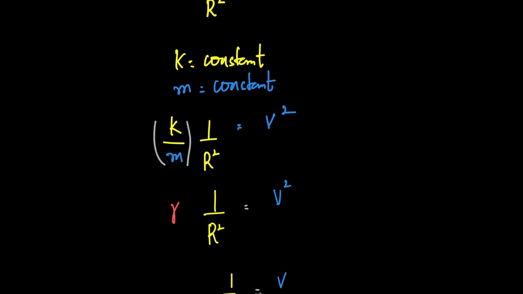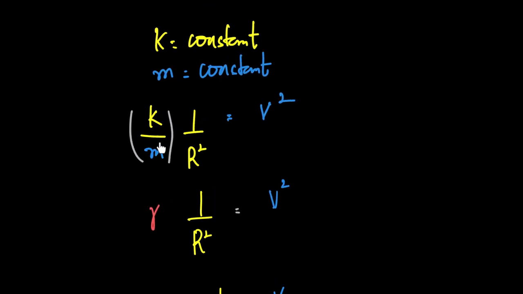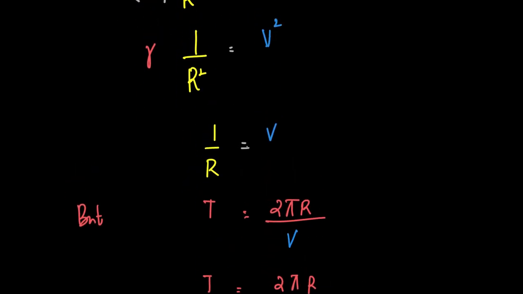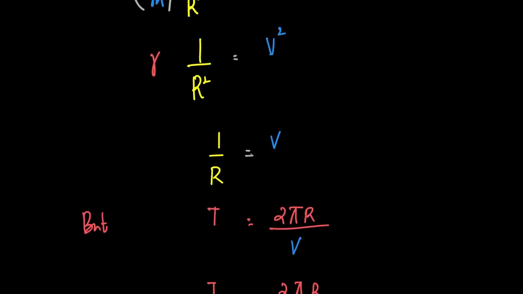So what I can do is pull K and M to one side. Therefore, K by M, a constant by a constant, becomes another constant, that is gamma, say for instance. So we have gamma into 1 by r square is equal to v square. If I take square root on both sides, this becomes square root of gamma, which is a constant again, into 1 by r is equal to v. So root of gamma, say some constant, say alpha.